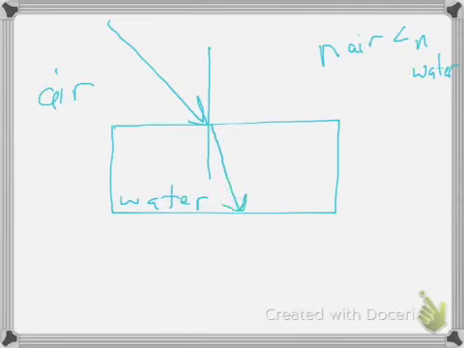And if we talk about this angle, this is theta incident. And then this angle, I'm going to have to come out here and do that, this is theta refracted. So in the case where the index of refraction of the medium the light is in is less than the index of refraction that it's transmitted into, then we know that theta incident will be less than theta refracted.